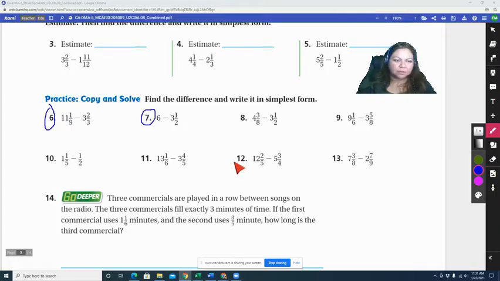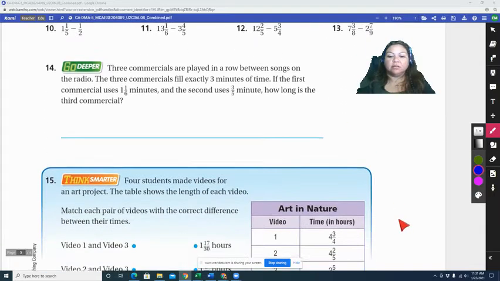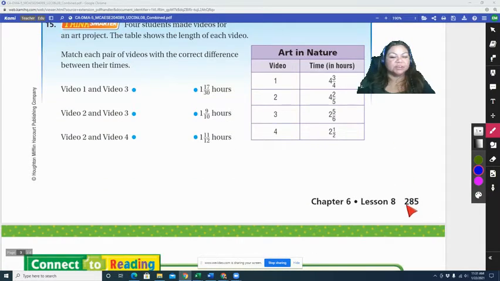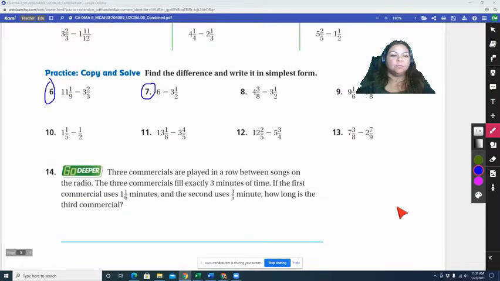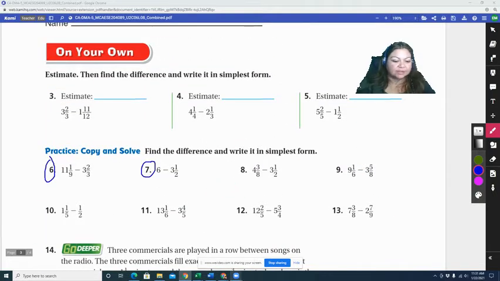Okay, boys and girls, I'm going to be working on two problems today, number 6 and number 7. In your books, it's page 285. I will be working on these two problems as an example of how to solve these types of problems in this lesson.